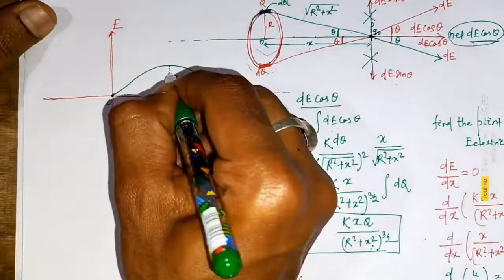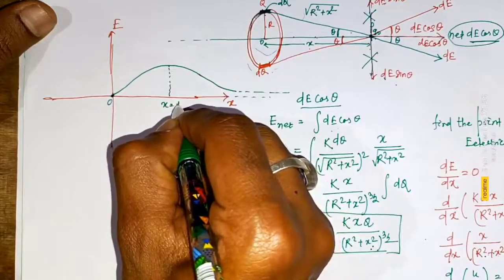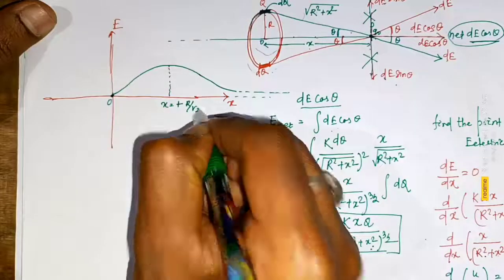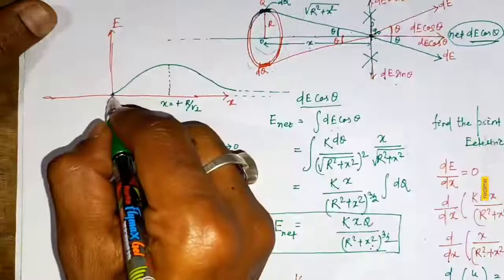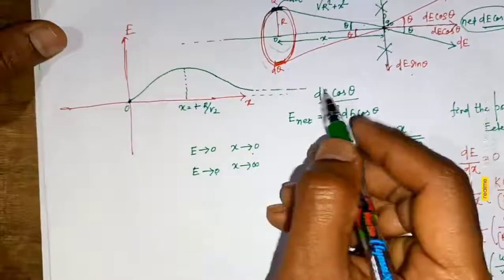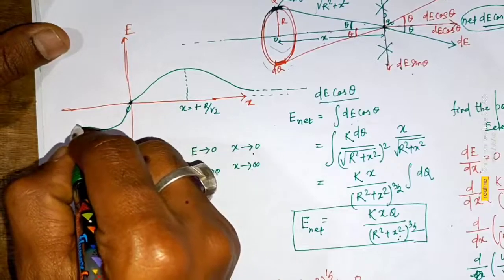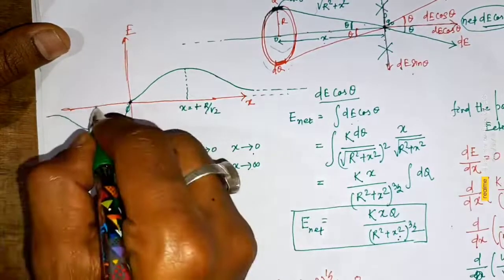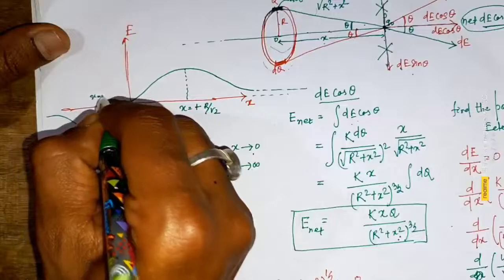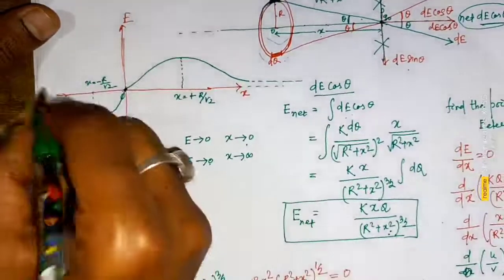And what is the maximum value? That is x equals plus r by root 2. And where is it 0? At the origin, as well as at infinity, the field is 0. Similarly, the pattern I can draw will go like this, and this is x equals minus r by root 2. This is the nature of the graph.